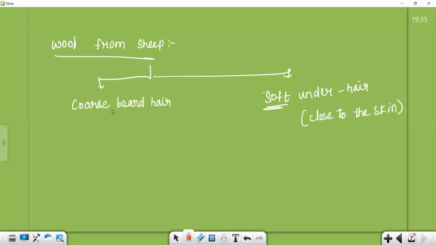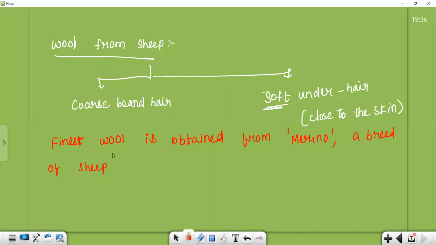Then, the finest wool is obtained from Merino, a breed of sheep from Spain. Ma'am, but Merino, I think it's a fiber, no? Yes, it is obtained from the Merino, a breed of sheep. Ma'am, but it comes from the Angora goat, no? No, Merino is one of the breeds of sheep, originally from Spain. From it you can get the finest wool.